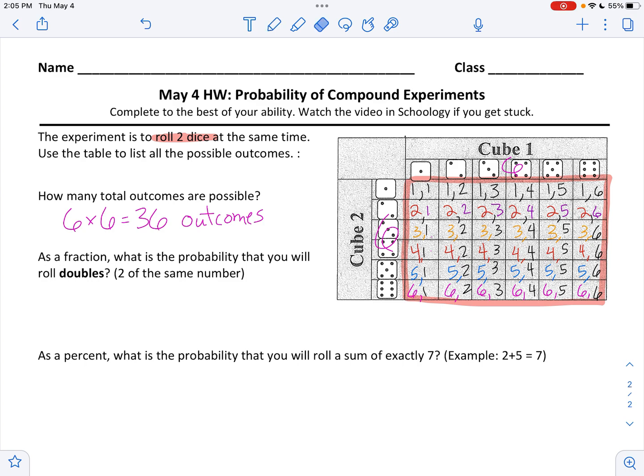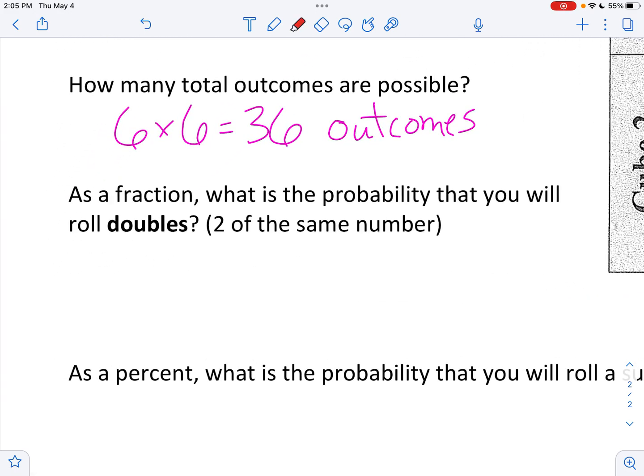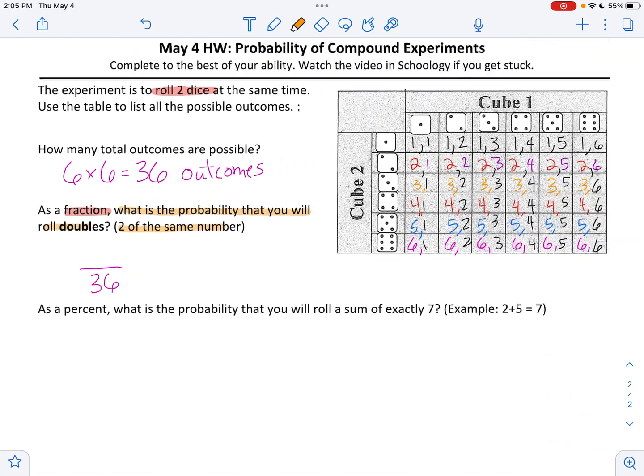And if 36 is all the possible outcomes, then for the next couple of problems, when it is asking about a fraction, if 36 is all the possible outcomes, then 36 has to be the bottom of the fraction. All right, so now if I keep reading, it says, what is the probability that you will roll doubles, which is 2 of the same number?